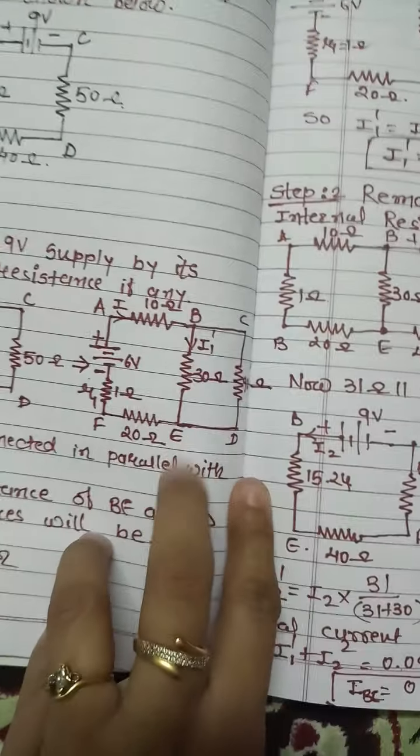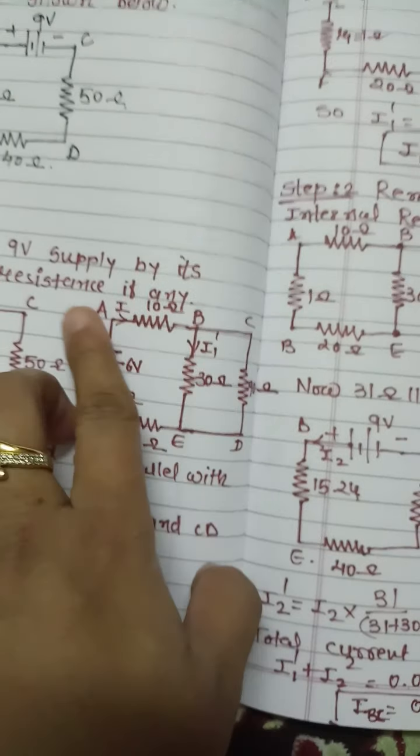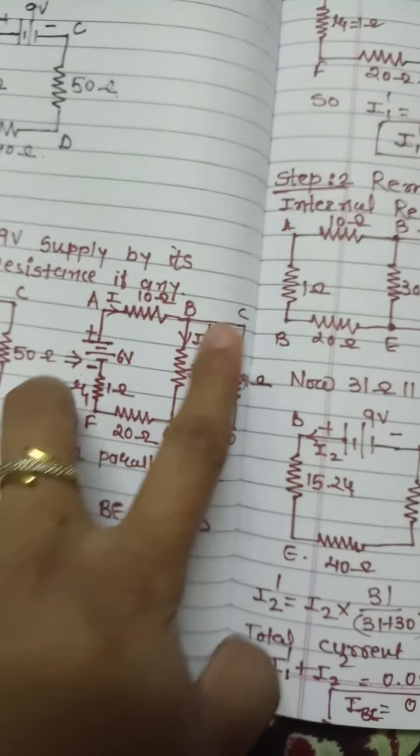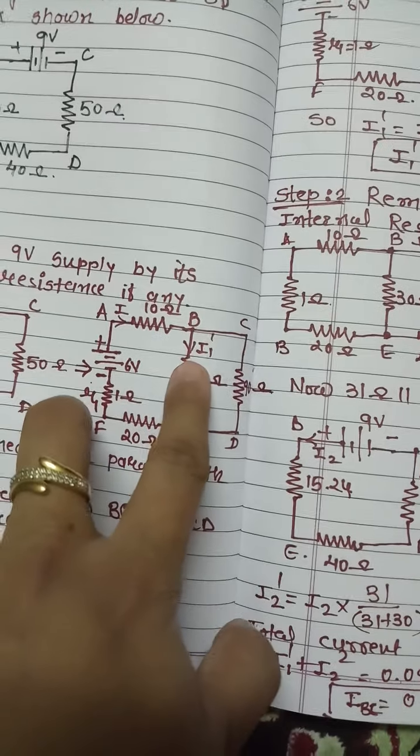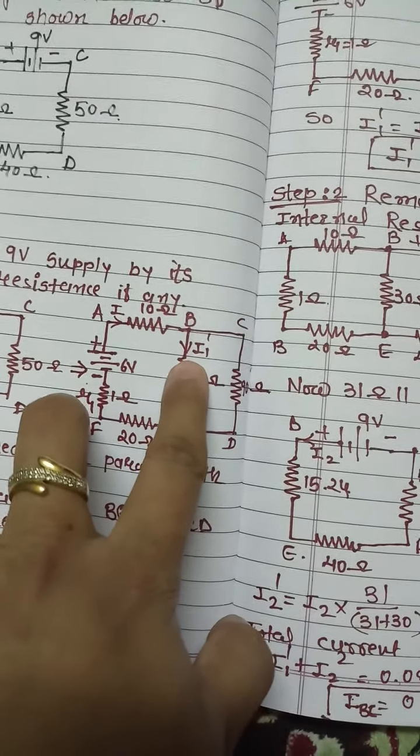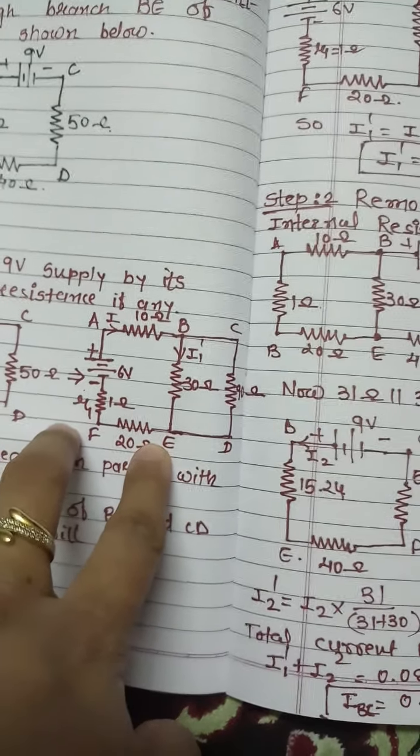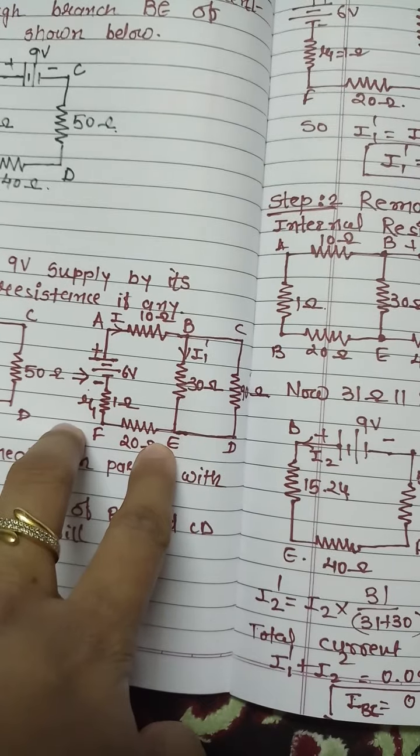Two branches are there. Current I is divided into two branches, the BE branch and the CD branch, and we have to find the value of the current flowing through the branch BE. So apply the current division rule. Current division rule means what?